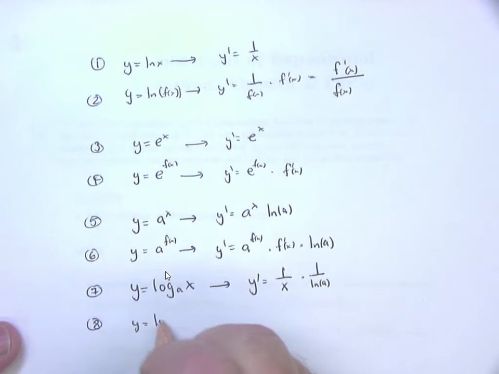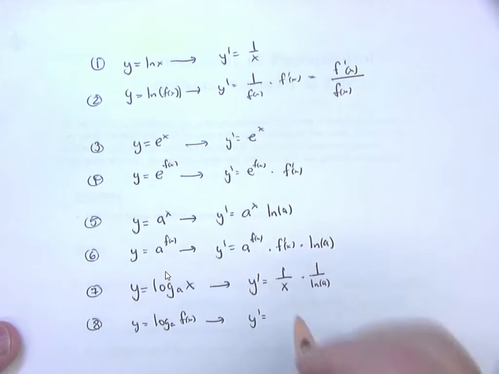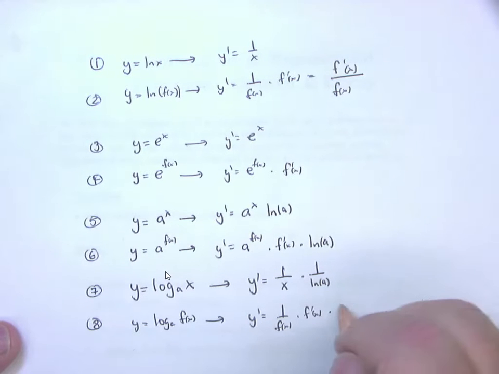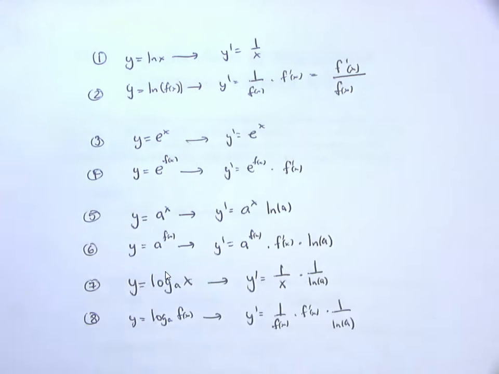If you got y equals the log base a of a function, then my derivative is going to be, since it's a log, 1 over the function, chain rule version of it, times the derivative of the inside, but then you got to do times that adjusting factor of 1 over the natural log of a. So these are your 8 formulas written out in all of their glory that you guys are expected to have memorized. Okay?